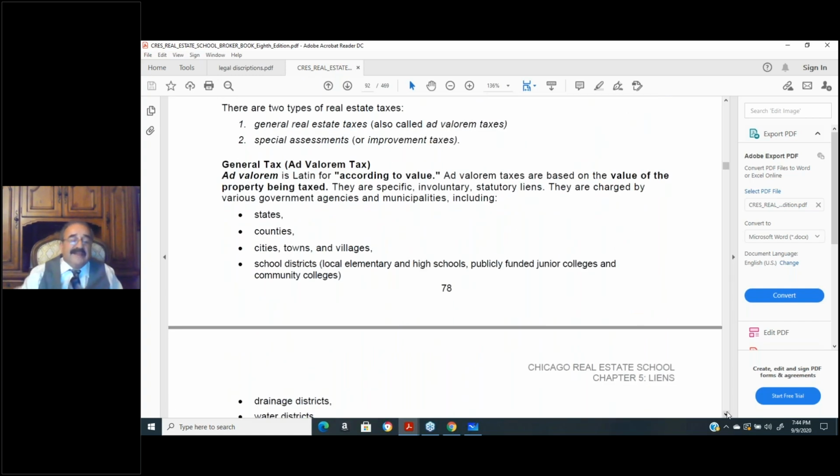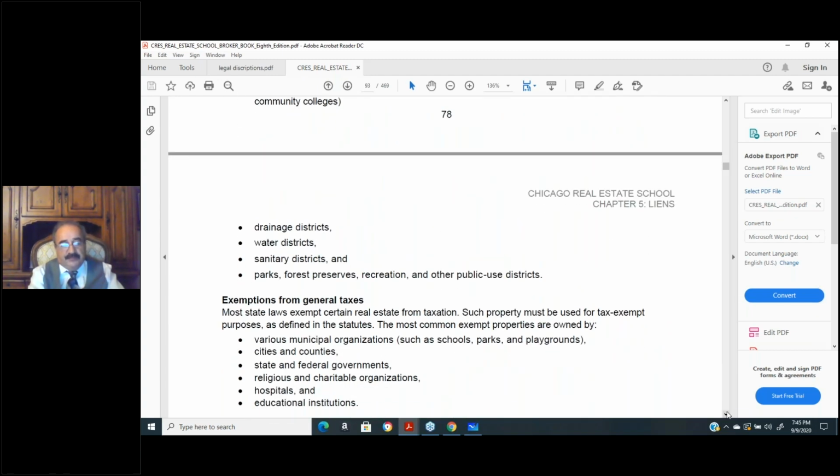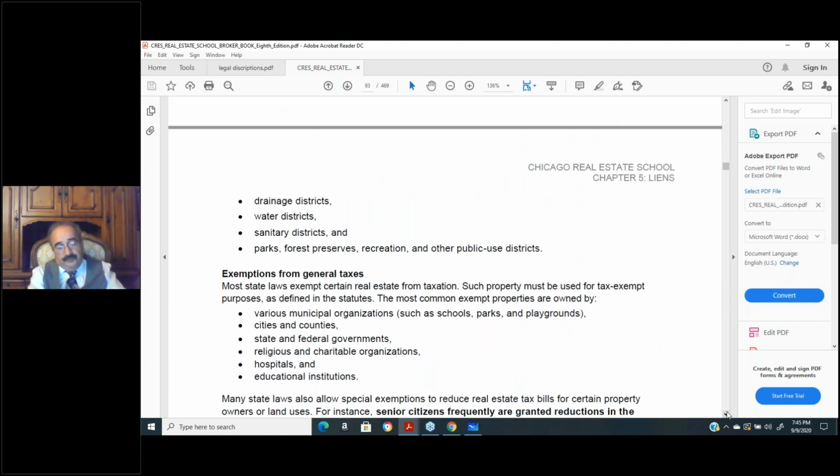Highlight, put an X by that. Ad valorem is Latin for according to value. A property is going to be taxed on an ad valorem basis. Let's go to this next page. Here they have the exemptions of industries that are exempt from taxes.